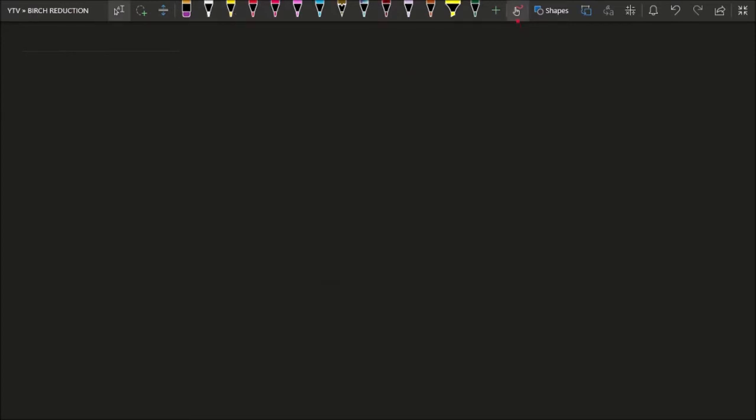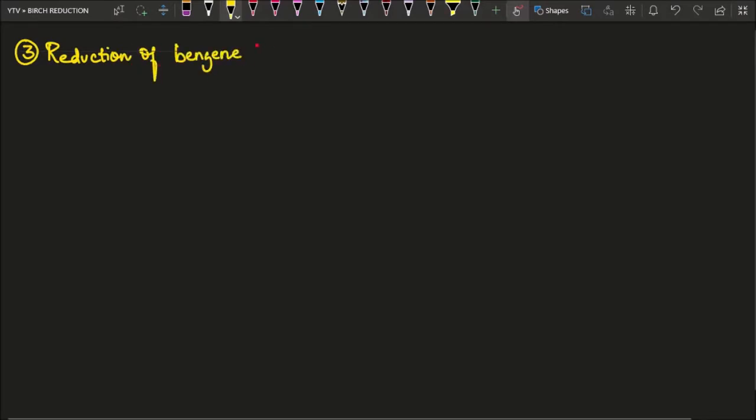Now the third application of Birch reduction reaction is the reduction of benzene rings. The benzene ring can also be reduced using Birch reduction reaction. That is the speciality of this reagent. We all know that the benzene ring is highly aromatic, right? Even then that benzene ring can be reduced using Birch reduction reagent.